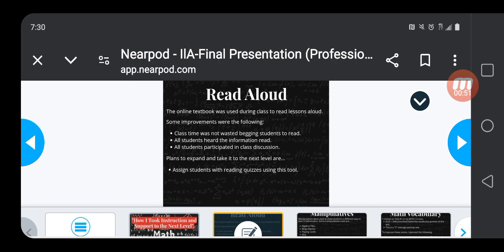All the students were able to hear the information and we were able to participate in different types of class discussions. When I introduce a new lesson, I would use this feature to read the different sections which contain life scenarios, and then we would have a great discussion. I would prompt certain questions for students to answer. Ways I can take it to another level is I can assign certain reading assignments and students can use this tool to complete the assignments.